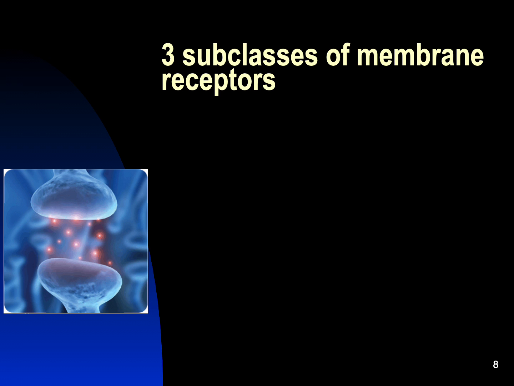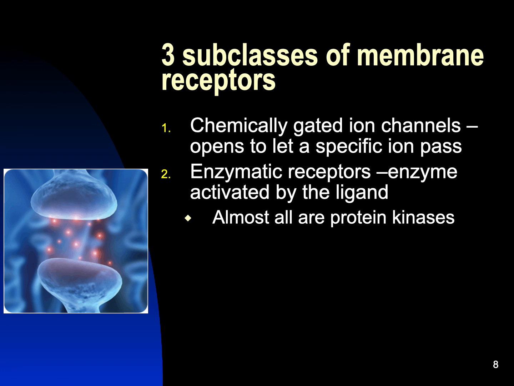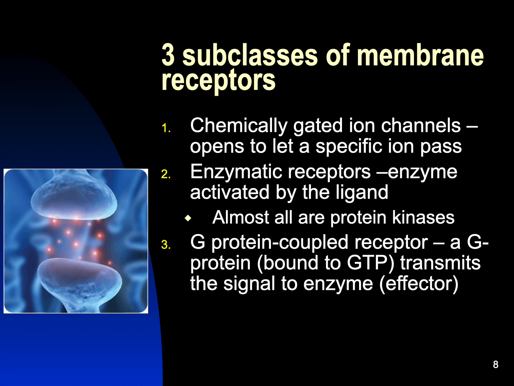Okay, another thing we can talk about are the different classes of membrane receptors. Many are chemically gated ion channels that open or perhaps close to change the movement of a specific ion. Many neurotransmitters signal this way. Other receptors are linked to an enzyme, and the enzyme becomes active when the ligand binds the receptor. Usually, these enzymes are what are called protein kinases. They'll add a phosphate to another molecule.